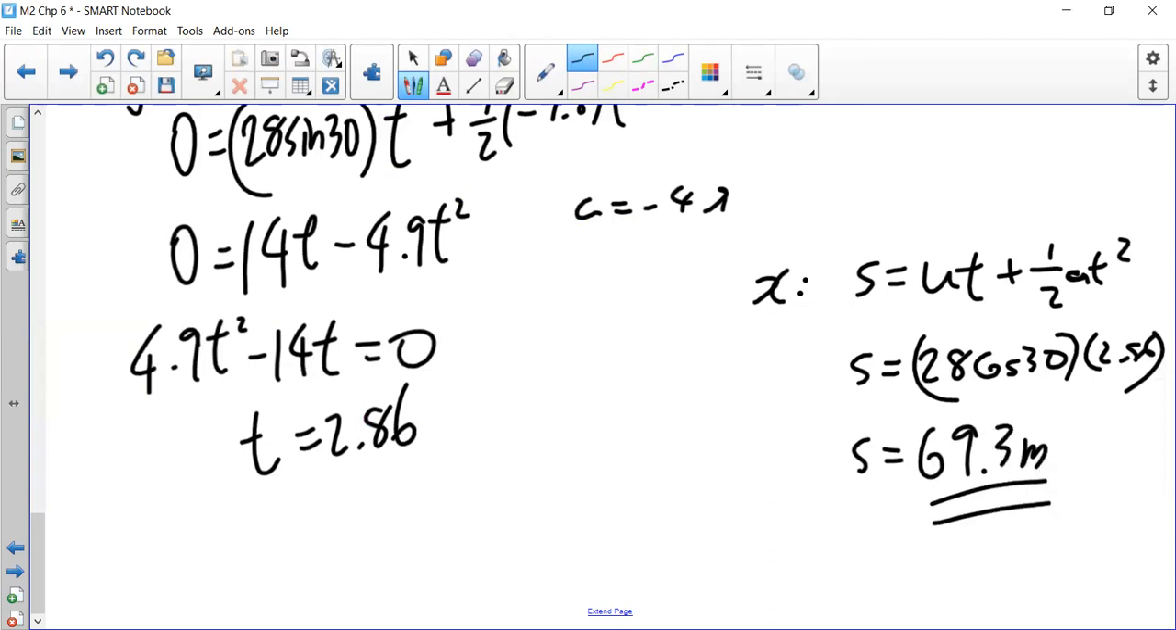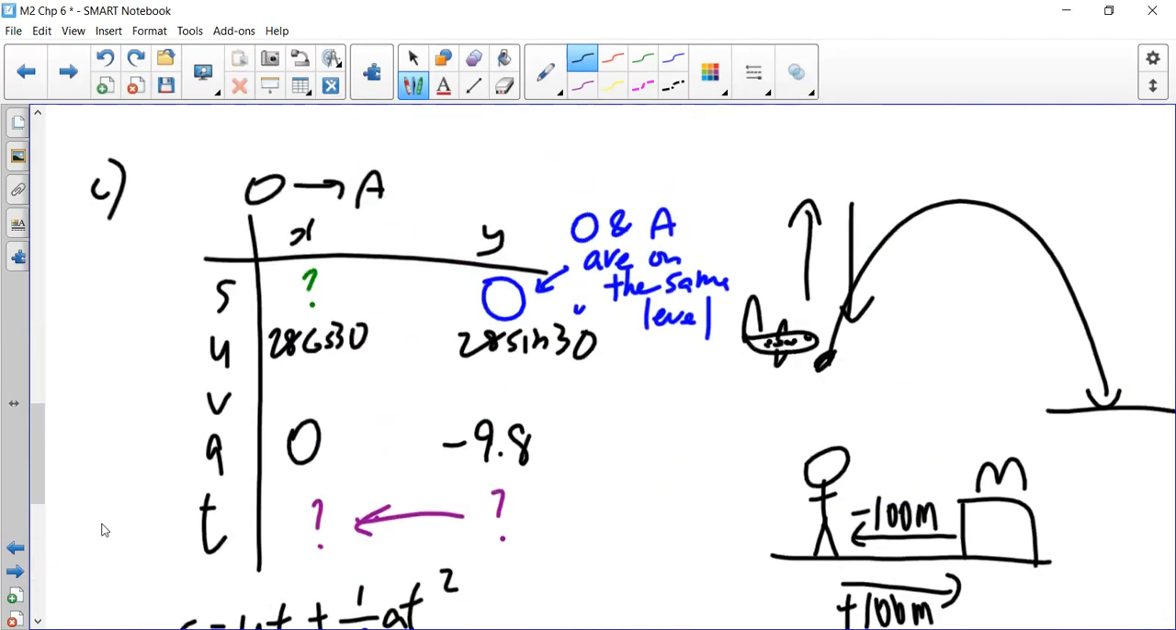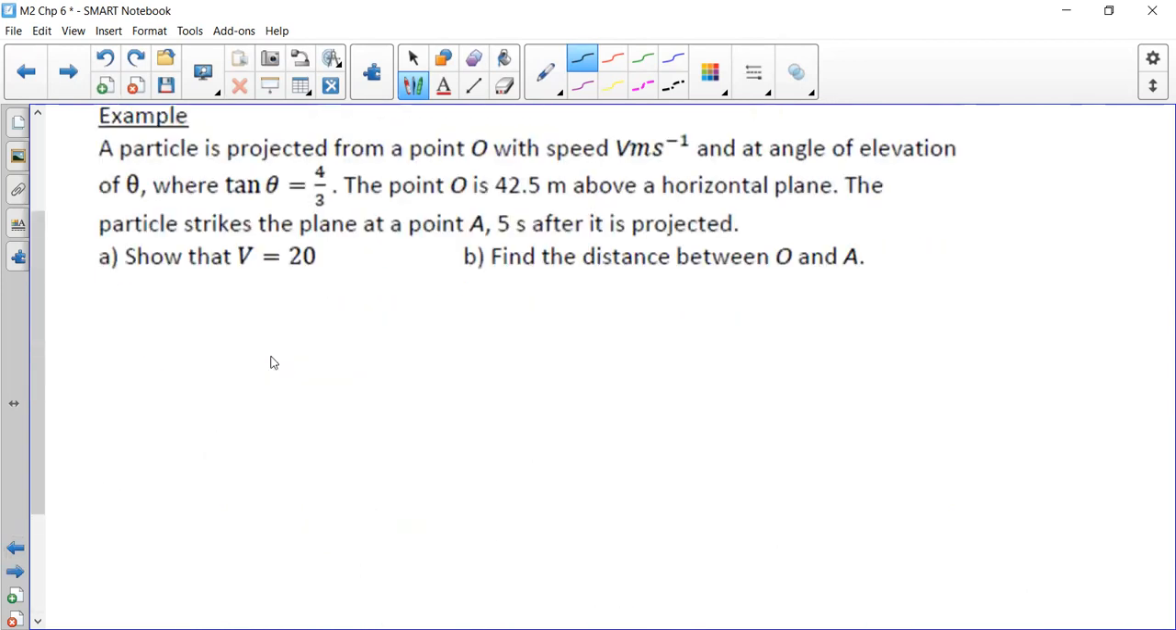So essentially what we have done is double SUVAT, right? Double SUVAT all the way. So first work out a and then work out u. So a is always 0 and minus 9.8, and then u is u cos theta and u sin theta for ux and uy. Then the rest of them is just playing by ear. Next example.